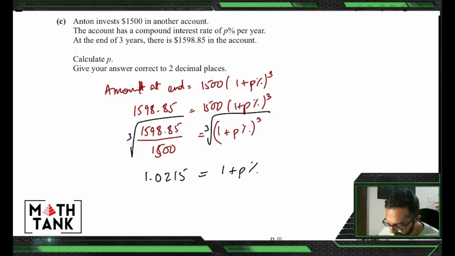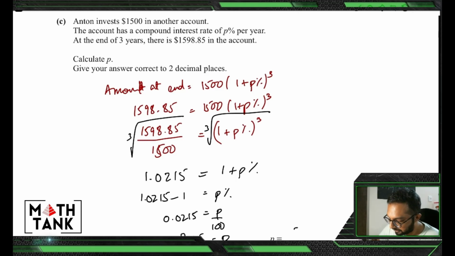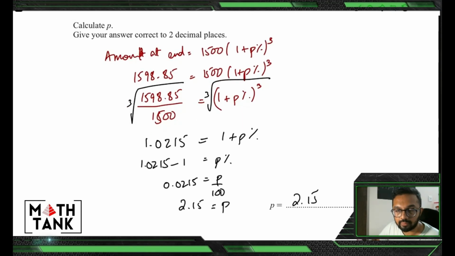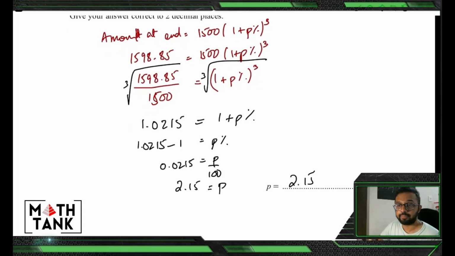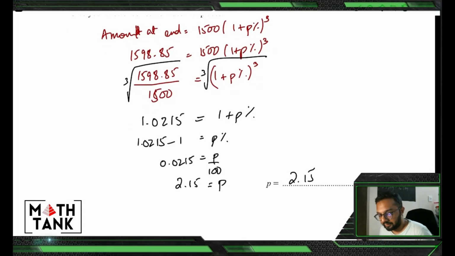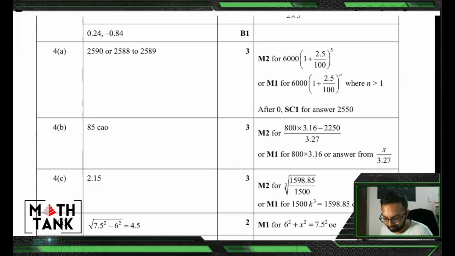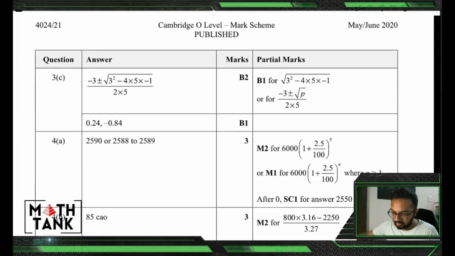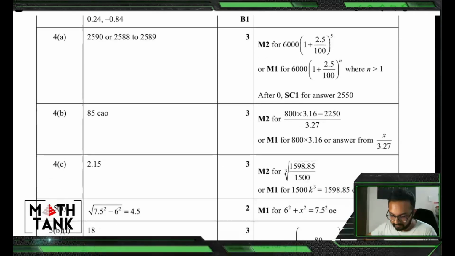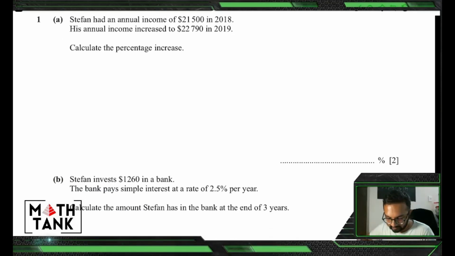So P% is therefore 1.0215 minus 1. It's P over 100. So 0.0215. That gives me 2.15 equals P. So that's the value for P, 2.15, cross multiplying by 100. Okay, fairly simple. Yeah, 85, 2.15, 90, all of those are correct. Let's move on to the next question.